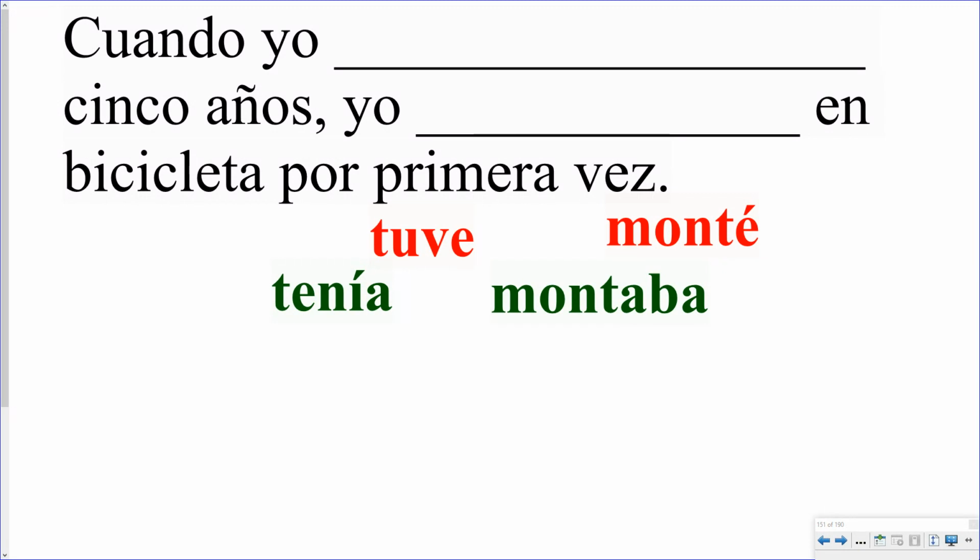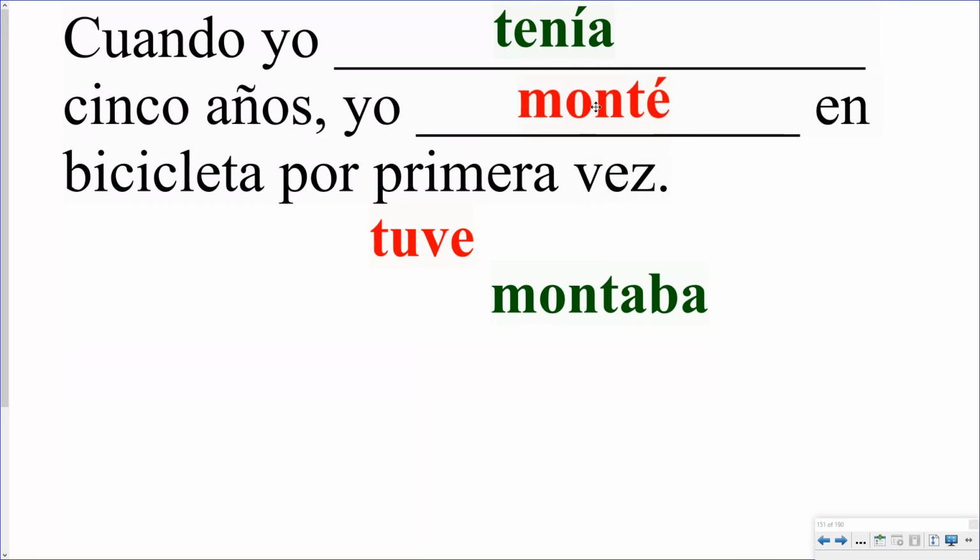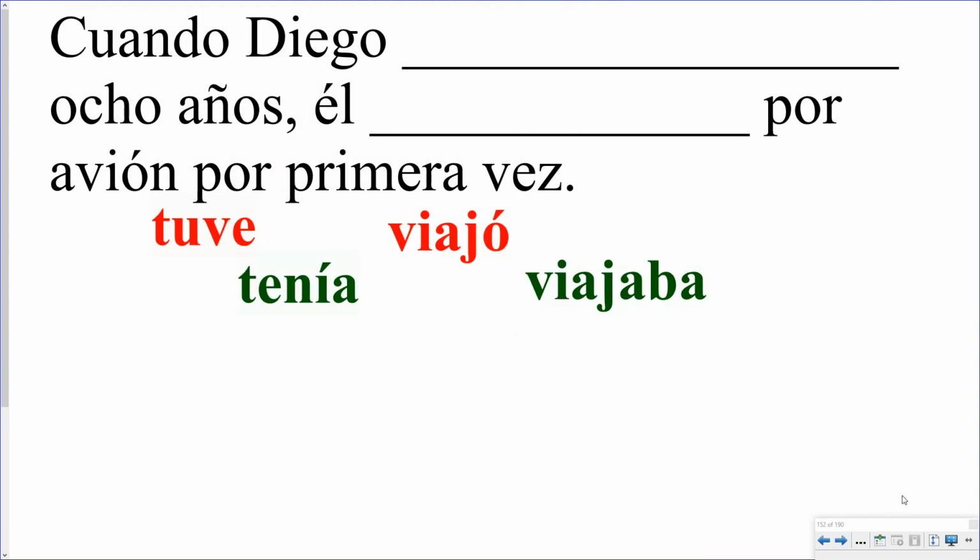Cuando yo, 5 años, yo en bicicleta por primera vez. We want to say, when I was 5 years old, I rode a bike for the first time. This is a combination sentence here. We have one verb in the imperfect and one verb in the preterite. The first part of the sentence is saying age. When I was 5 years old. Age, we use imperfecto. Cuando tenía 5 años. The second part of the sentence is saying I rode a bike for the first time. How many times can you ride a bike for the first time? Only once. It's a stop sign in your life. It's an interruption in your year of being 5. It's a memorable event. It's a one-time completed event. So we're going to say, I rode a bike for the first time. We're going to put that one in red in the preterito. Cuando yo tenía 5 años, monté en bicicleta por primera vez.